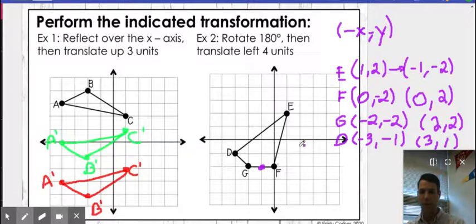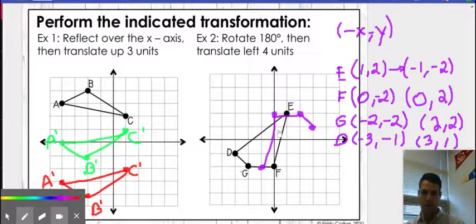So let's plot all those points. We already have E plotted at -1, -2. We have 0, 2 for point F. We have 2, 2 for point G. And we have 3, 1 for point D. So 3, 1 would be right there. So we have our shape drawn in purple. Let's draw that one again.